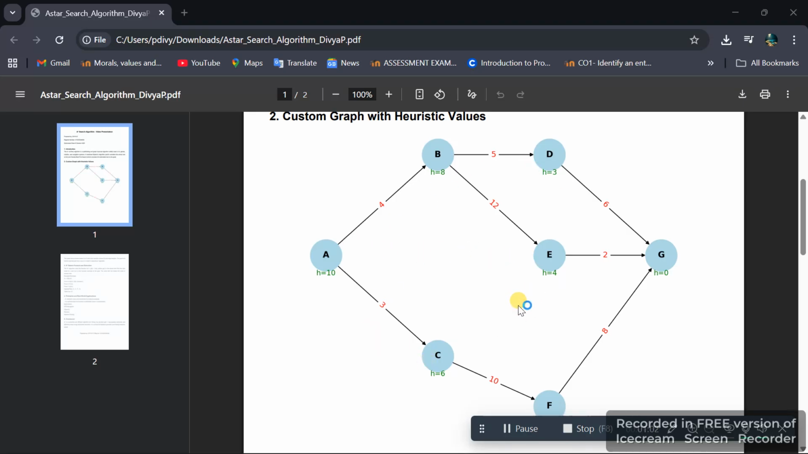Each edge between the nodes adds a weight that represents the actual cost of moving between them. So our goal is to find the optimal path from A to G using the A star algorithm.